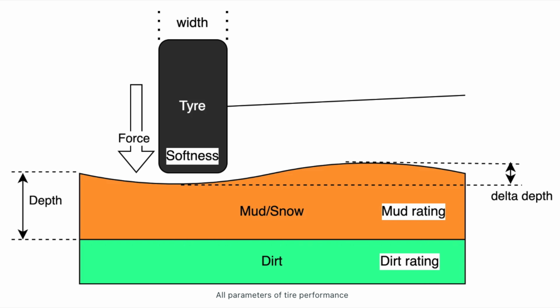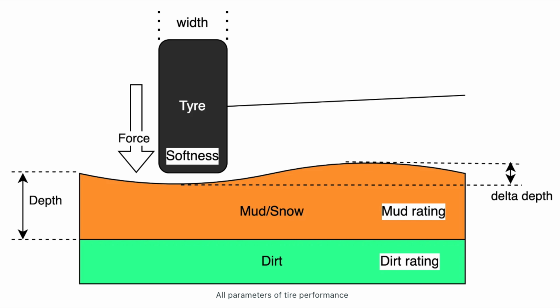Let's check this diagram from my article. It is a typical mud situation here with uneven mud level. First of all, each mud layer is not infinite, it always has some deepness level. Beneath mud we always have a dirt layer, okay?